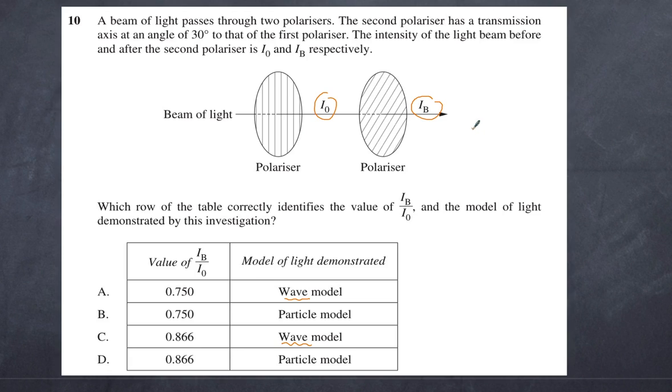Now the relationship here, which is called Malus's Law, tells us that the intensity that we get in the output, which is going to be IB, is equal to the initial intensity multiplied by the cosine squared of the angle. Now we're told here that the angle is 30 degrees. So therefore IB over I0 is simply cos squared of 30 degrees. Now the cos of 30 is root 3 over 2. So we have root 3 over 2, and we square that, so we get 3 over 4, which is 0.75, and therefore our answer here becomes A.